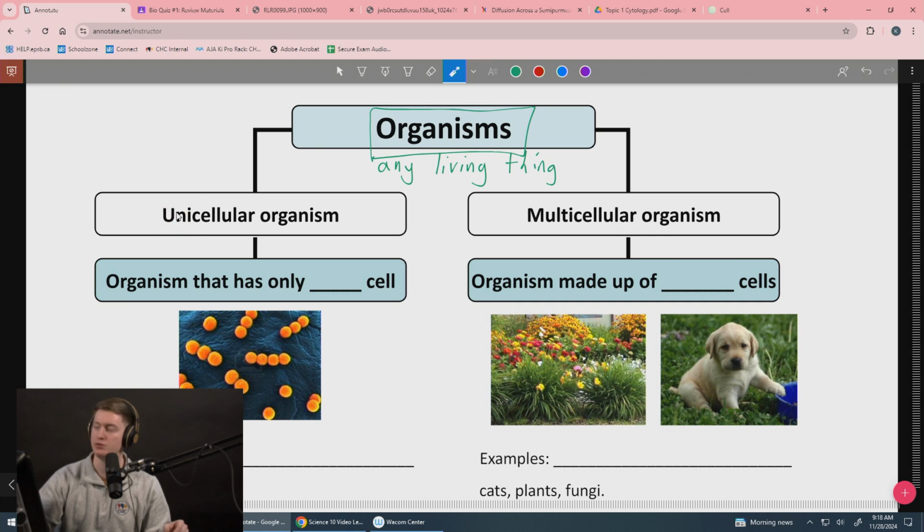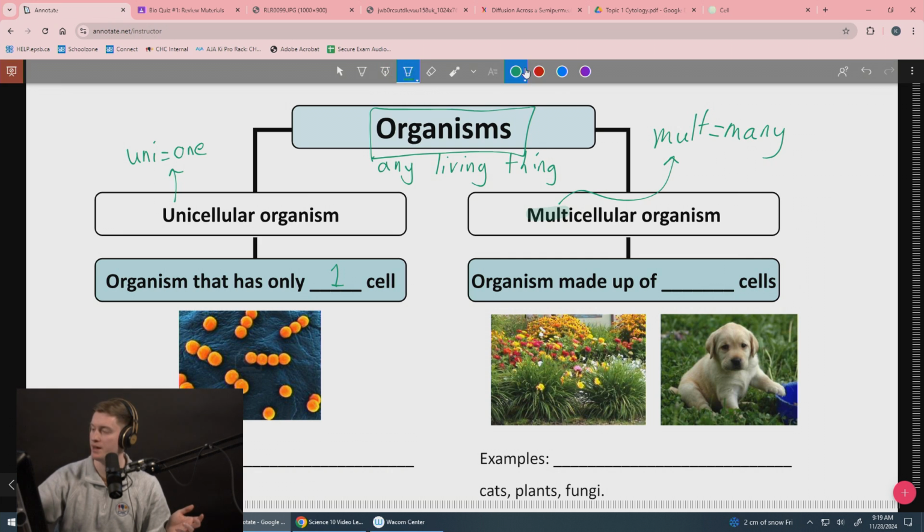The prefix uni, you can think of like a unicorn that has a single horn coming out of its forehead. Uni means one. So a unicellular organism has only one cell. Versus multi, I'm just going to highlight the word multi here, and then draw a little arrow off to the side, and I'm going to say that multi means many.